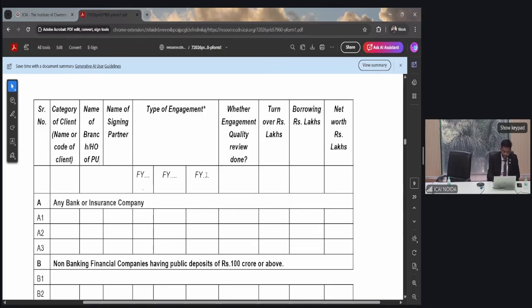Then after that, you mention the type of engagement. What could be the type of engagement? It could be statutory audit, tax audit, internal audit, concurrent audit, LR, limited review, or certification. It is suggested that instead of writing net worth certificate, turnover certificate, you can mention a single term, certification.